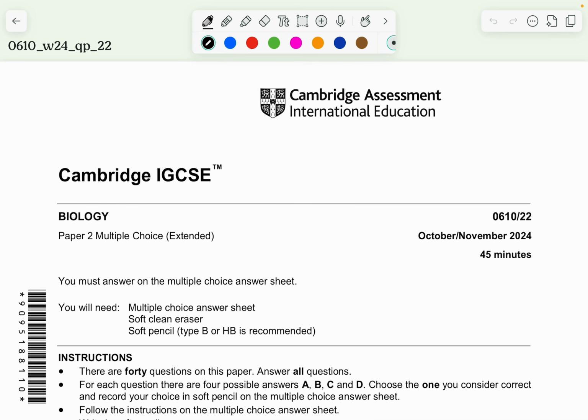So today we are going to do the Cambridge IGCSE Biology, Paper 2, Multiple Choice Extended. This is the October-November 2024 series.